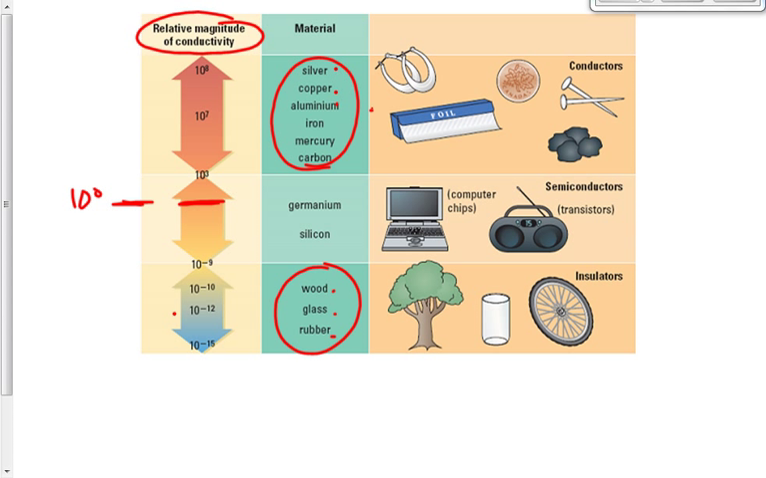The conductors are pretty easy because you can just pretty much think of any metal and you've got a pretty good conductor. For the insulators, just think of any non-metal and you've got a pretty good insulator for the most part. Glass, wood, rubber, plastic, right?